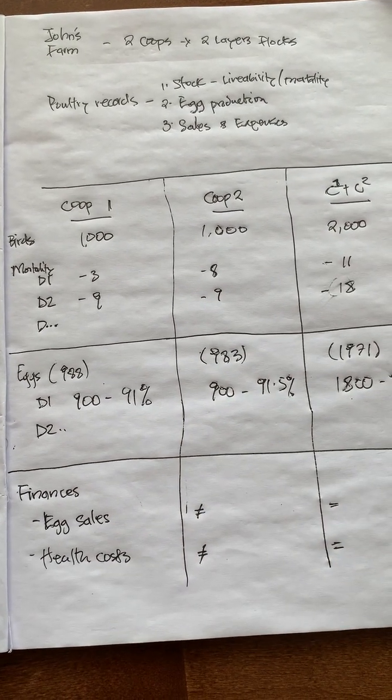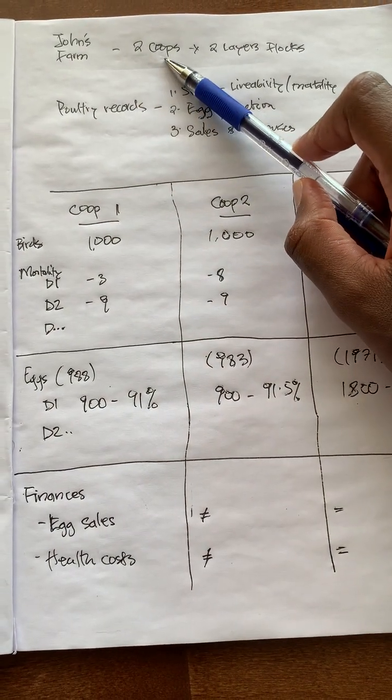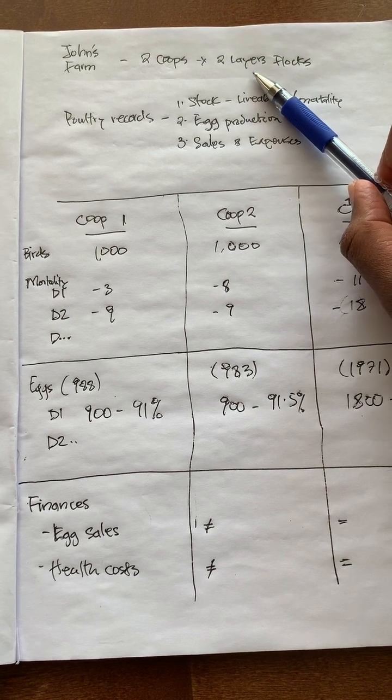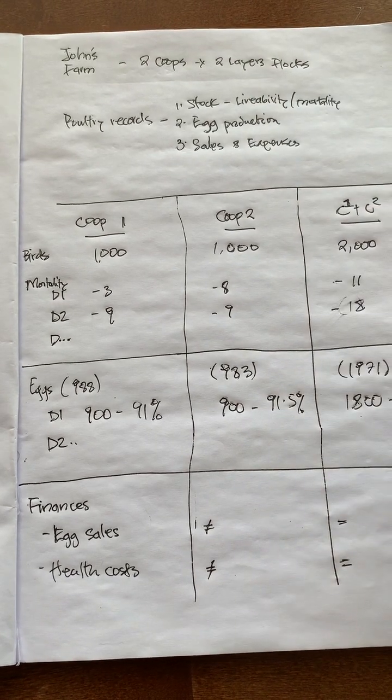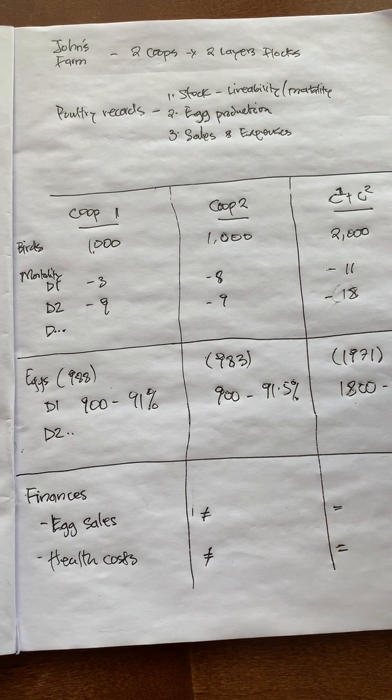And in this example here, I will explain how that happens. So in our example, we have a farm, and in this farm we have two coops, which means we actually have two layers flocks. Let's even assume that they are of the same age.